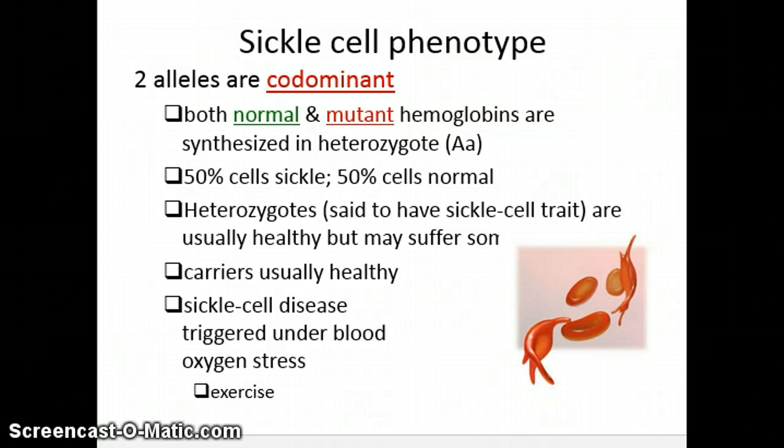So someone who's heterozygous for sickle cell anemia, since it's codominant, we say that person has the sickle cell trait. They're not said to be a carrier, they're said to have the sickle cell trait because they actually do have sickle cell anemia. It's just not full blown because they have one normal hemoglobin allele.